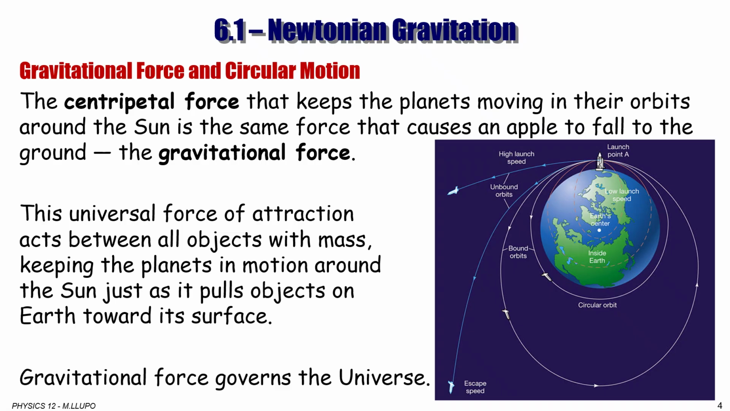When we learned about circular motion in Chapter 3, we learned about center-seeking forces. There are several known forces like gravity, magnetic force, normal force, or friction force. We call those centripetal force. So the centripetal force that keeps the planets moving in their orbit around the sun is the same force that causes an apple to fall to the ground. This is the gravitational force.